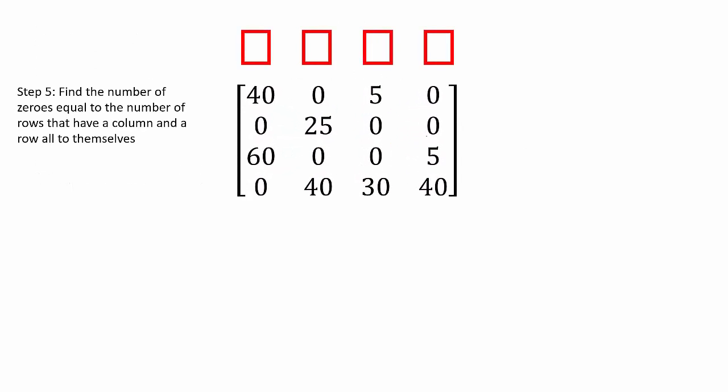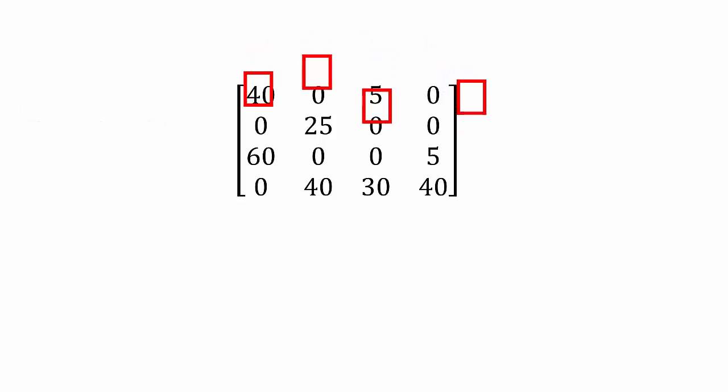In step 5, I'm trying to find the number of zeros equal to the number of rows that have a column and a row all to themselves. I haven't worded that very well. Basically, I'm trying to cover up zeros here such that each zero I do cover up is only in 1 row and 1 column, and I'll show you what that looks like.